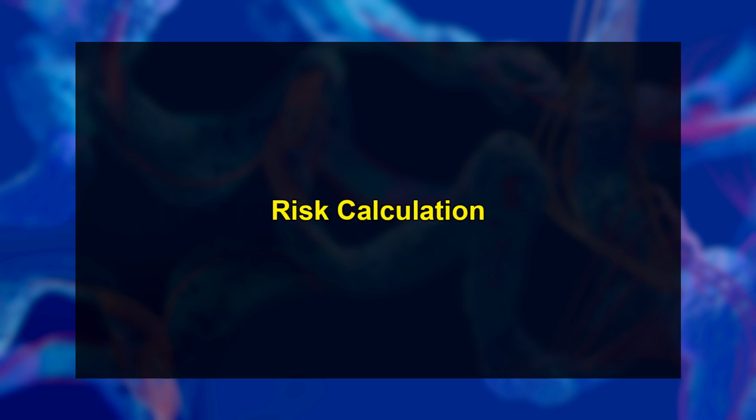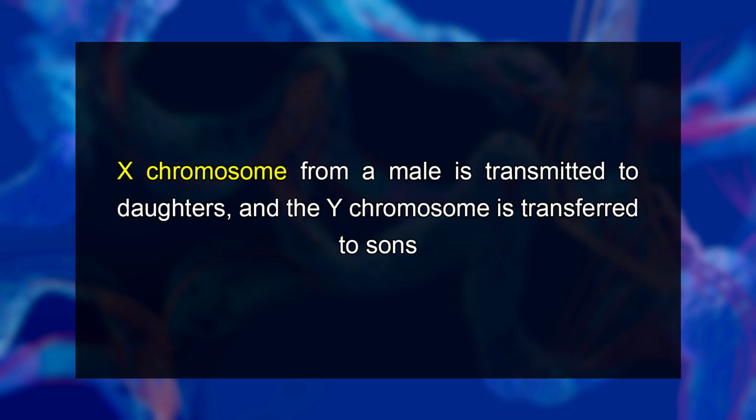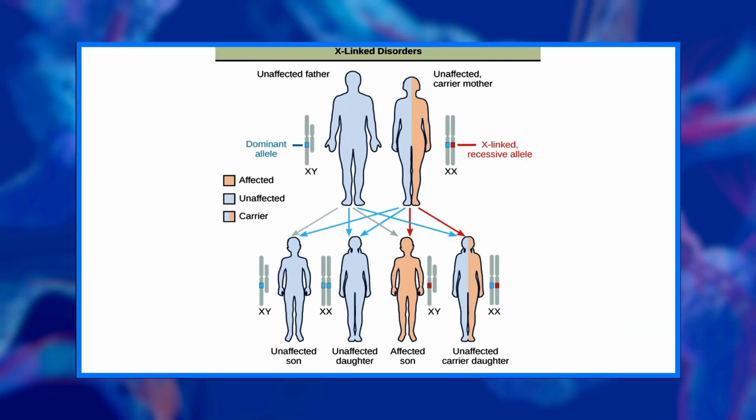Dear students, let's now discuss the risk calculation. The X chromosome from a male is transmitted to daughters and the Y chromosome is transmitted to sons. If an affected male has kids with a healthy female, none of his male offspring will be affected, but all of his female offspring will be carriers. If a carrier female has kids with a healthy male, each male offspring has a 50% chance of being affected, and female offspring have a 50% chance of being a carrier.